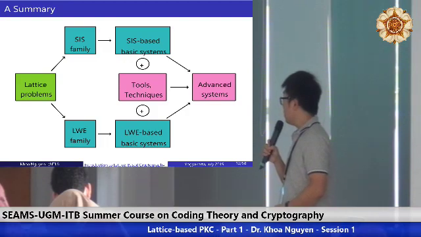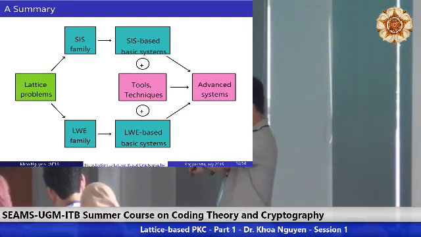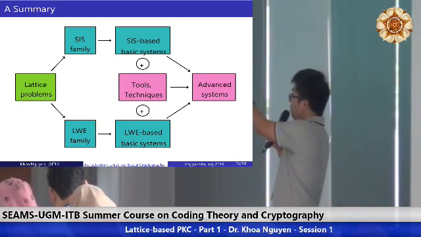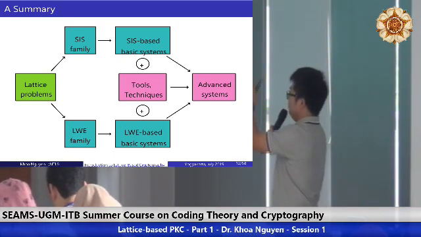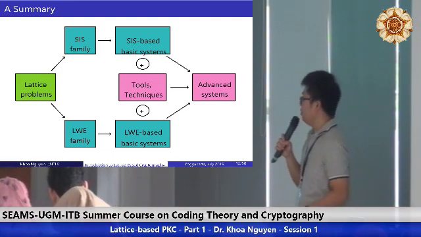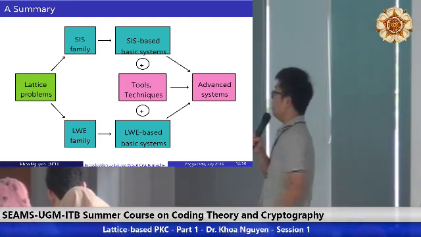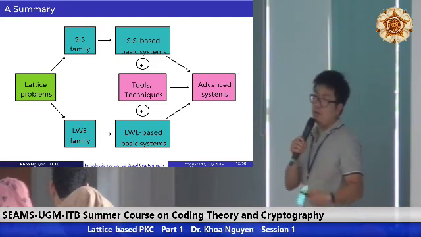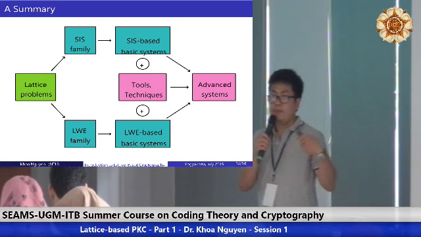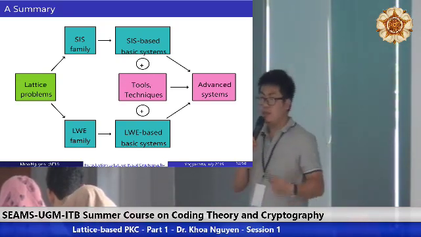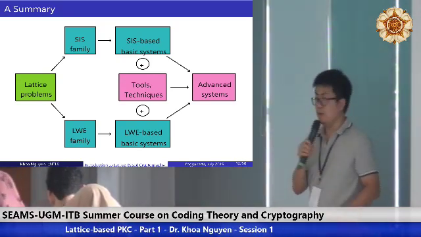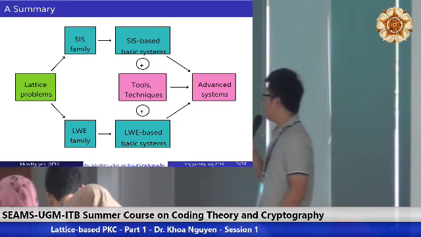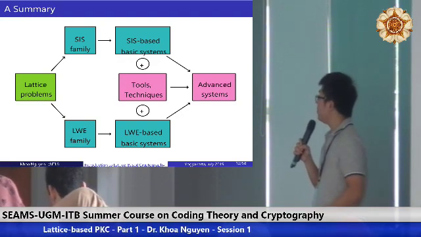Okay, so in the two lectures, I just try to cover the first part of this, maybe the left hand side of the picture. So from the lattice problem, how we obtain the SIS family, how we obtain the LWE family, and how we can build simple basic crypto systems from these two problems. Okay, so let us start with the technical part.